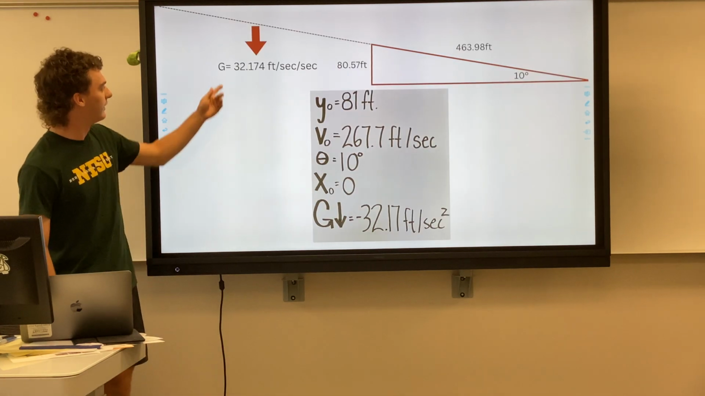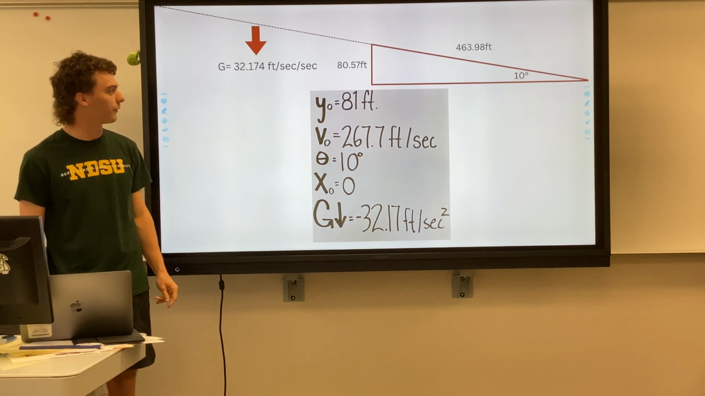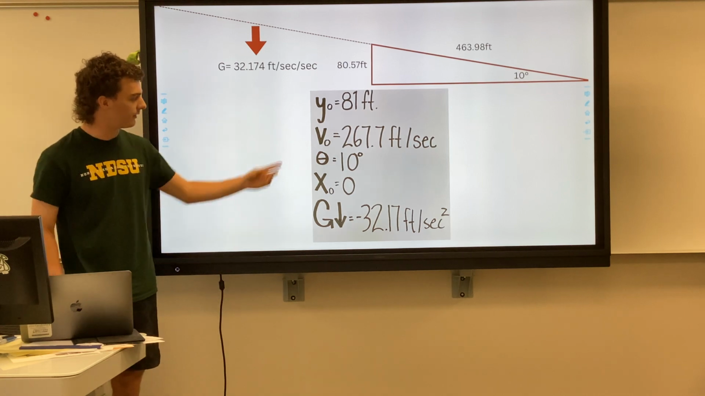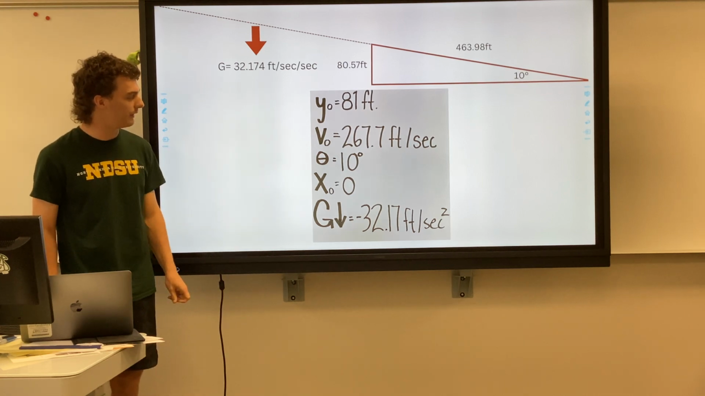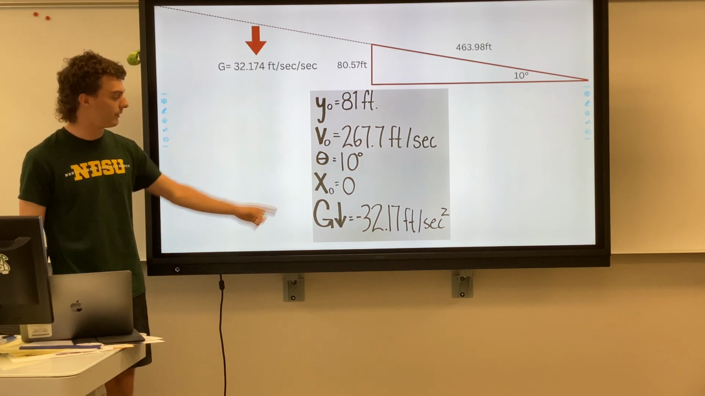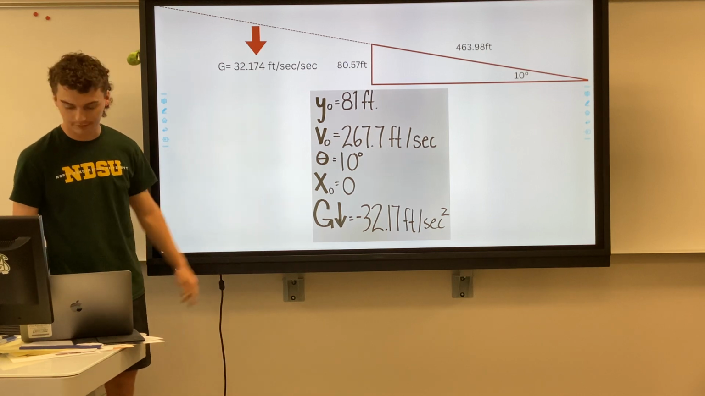Gravity is pulling down once they take off at 32.174 feet per second squared. So this is what we know: his initial y position is 81 feet, his initial velocity is 267.7 feet per second, the angle is 10 degrees, his initial x position is 0, and then the gravity.